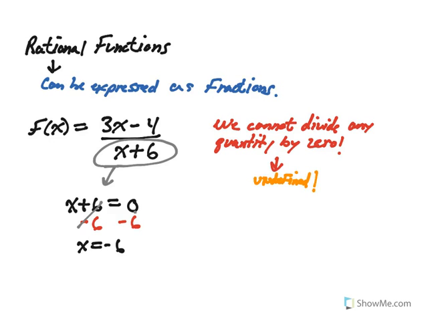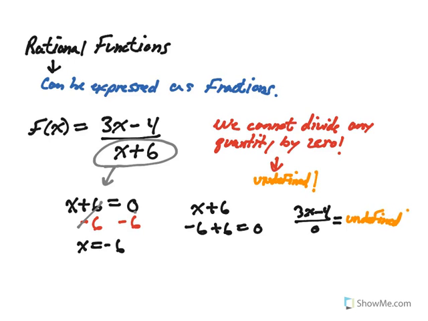So that means the domain can be anything with the exception of negative 6. If I check it and plug in negative 6, the denominator equals 0, and I can't divide 3x minus 4 by 0. That's going to give me an undefined situation. So the value that we need to stay away from is x equals negative 6. That is going to make the denominator undefined.